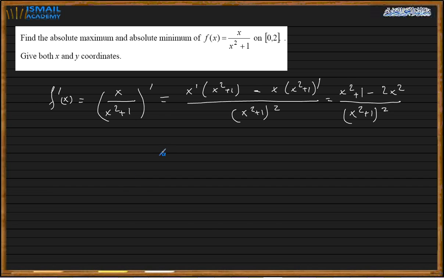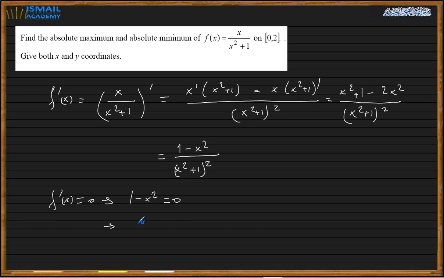So here it's 1 minus x squared over (x squared plus 1) squared, since x squared minus 2x squared is minus x squared. Now I make this equal 0, so f prime of x equals 0, which means the numerator equals 0.